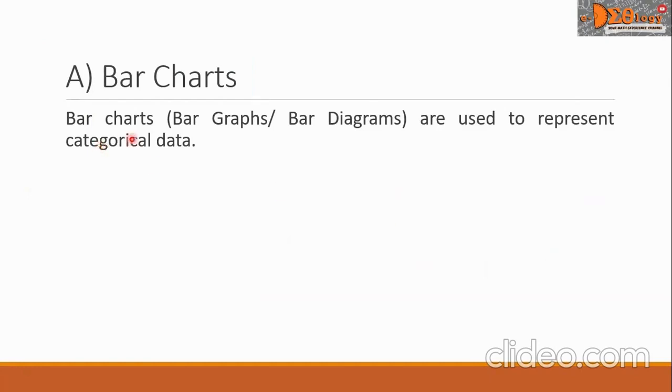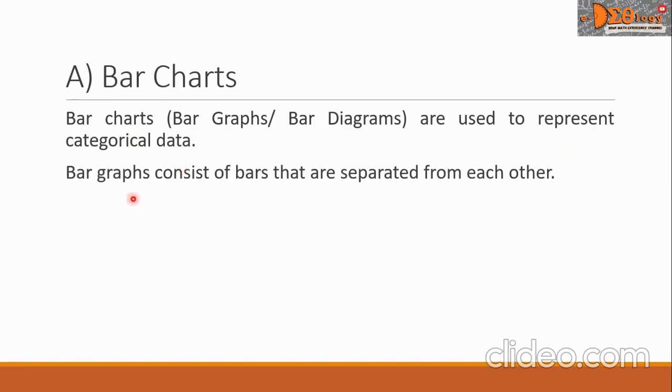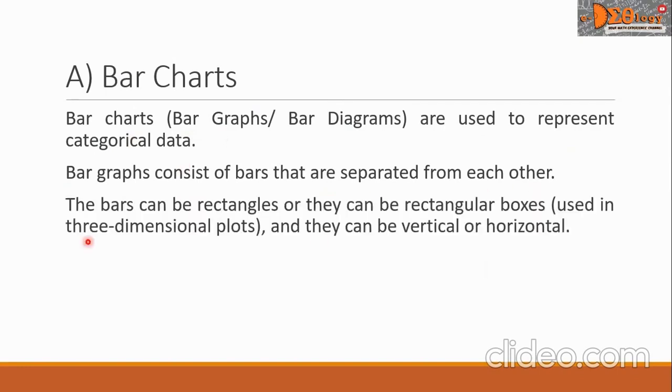Bar charts, or sometimes called bar graphs or bar diagrams, are used to represent categorical data. Bar graphs consist of bars that are separated from each other. The bars can be rectangles or they can be rectangular boxes used in three-dimensional plots, and they can be vertical or horizontal.